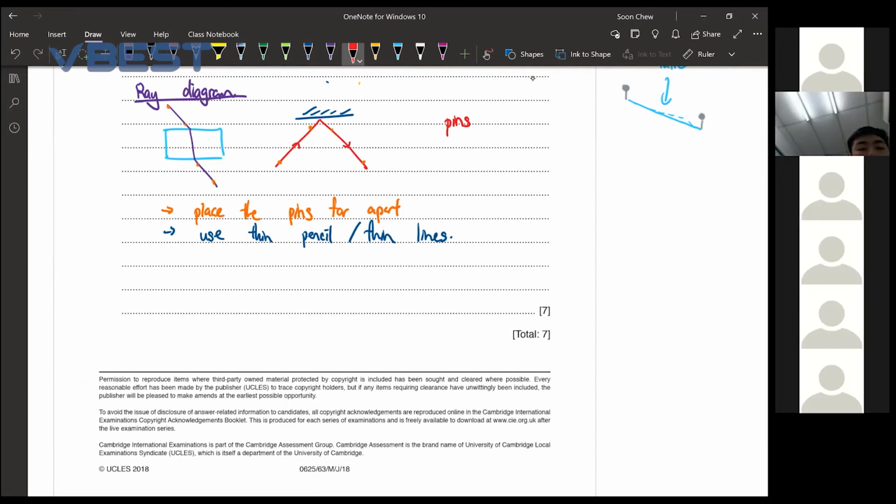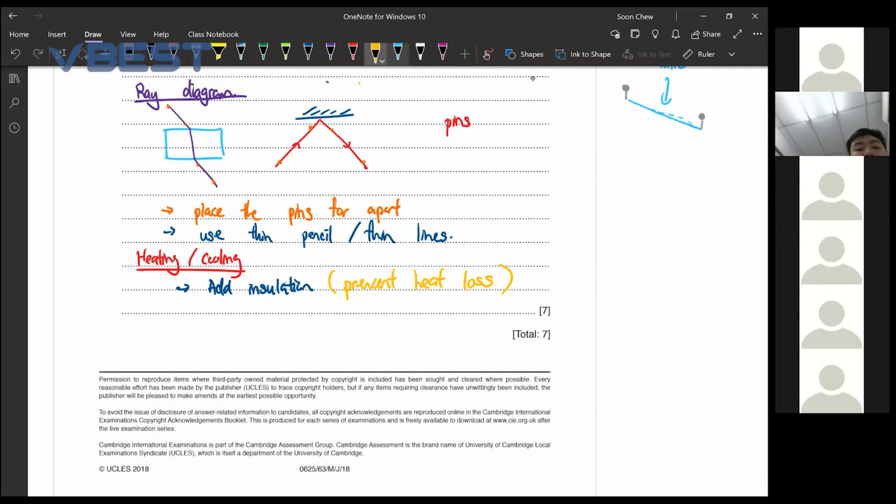Then next one, we got something related to your heating or cooling one. So for improvement of your heating and cooling, probably you can tell them to add insulation. So, like just now the one we did. So add insulation, the purpose is to prevent the heat loss. Okay, so preventing heat loss will let your result be more accurate.